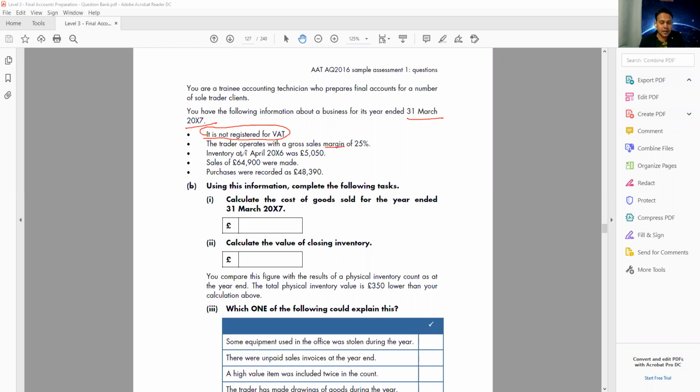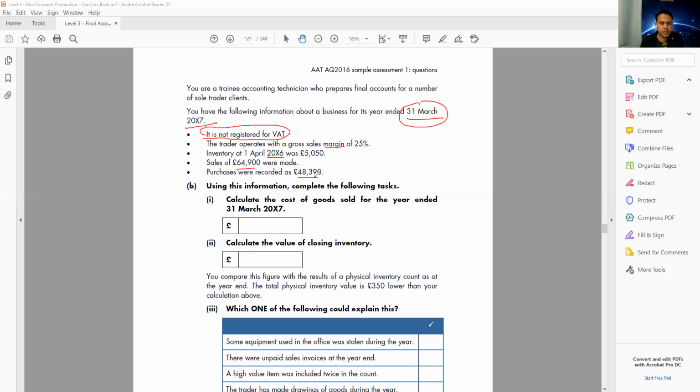Inventory at 1st of April 2006 is the opening inventory, because our year ending is 31st of March 2007. Sales is 64,900, very good, because we need sales to calculate the profit. Purchases is 48,390. All right, let's read the question now.